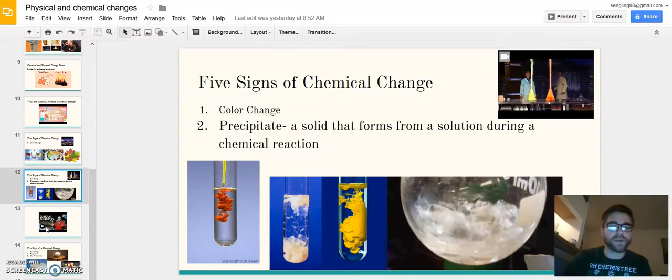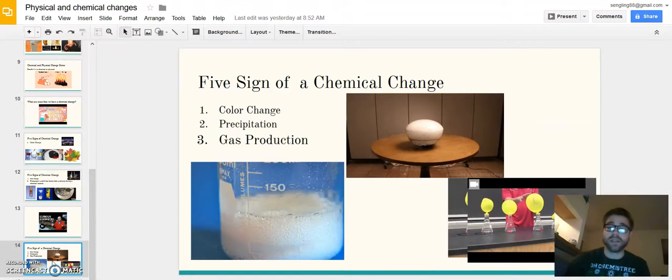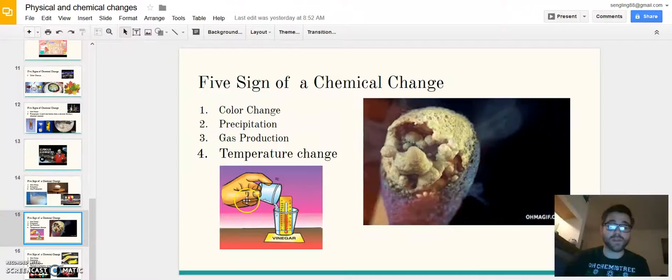The third sign is gas production. If your two things being mixed together make a lot of bubbles, that's a sign that a gas is being made. If a gas is being made, it's definitely a sign of a chemical change.